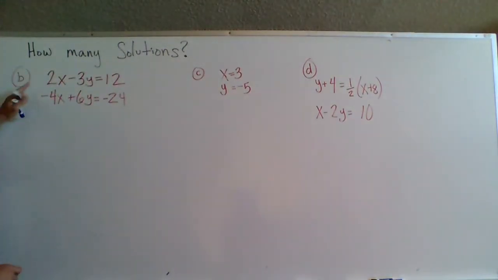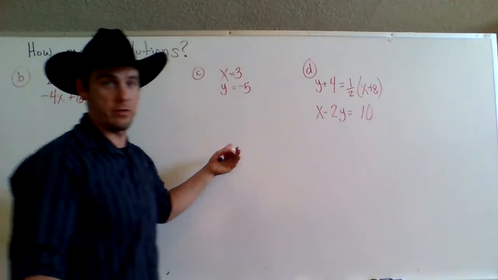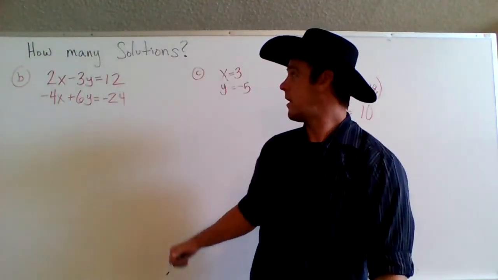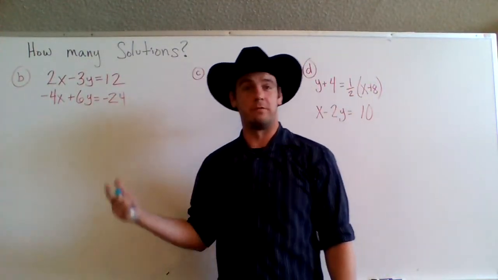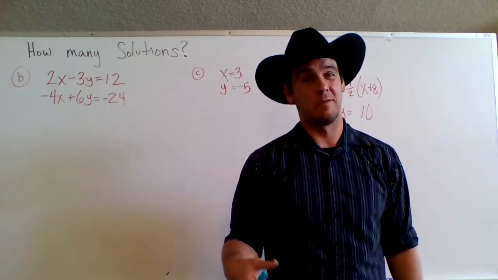So let's check this one out. Now, I could look at these. I don't know what my slope is just by looking at them. I could solve for y on both of these and figure out if it's going to be parallel slopes.